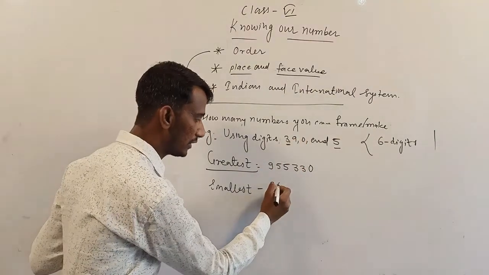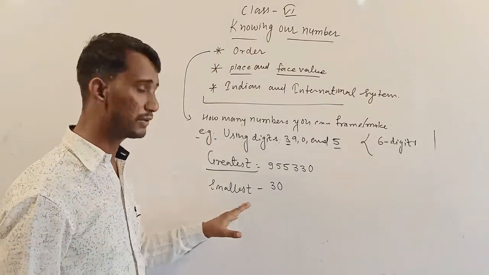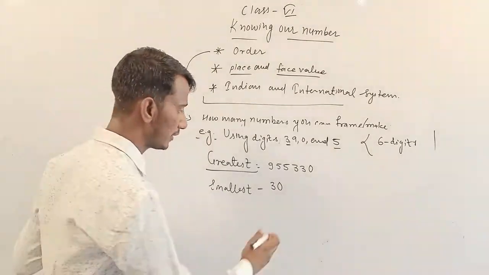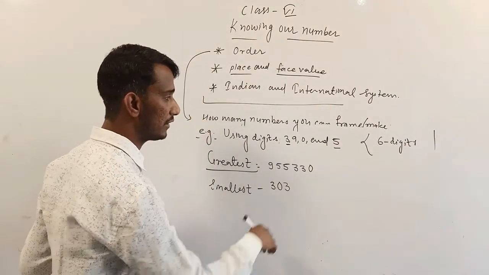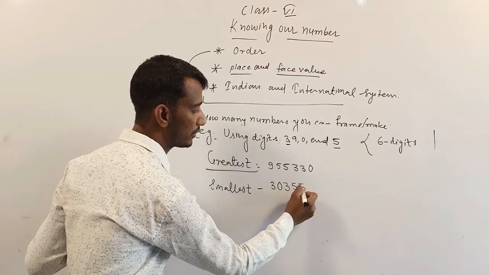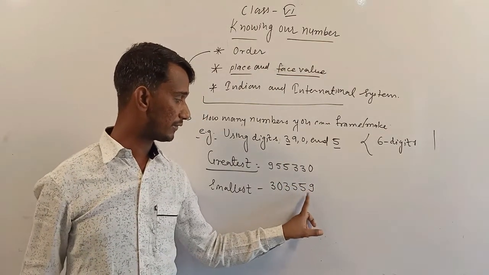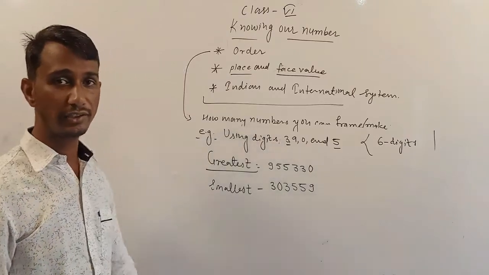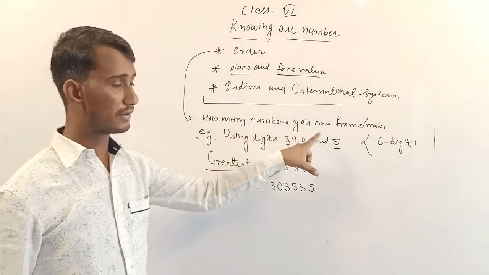I told you in a similar example, after the first place you can use 0, otherwise the smallest number is not correct. So 3 0, and after that you can use 3, then use 5 to 9, and last you write 9. So 3,03,559 is the smallest 6-digit number. In this way you can frame the numbers.